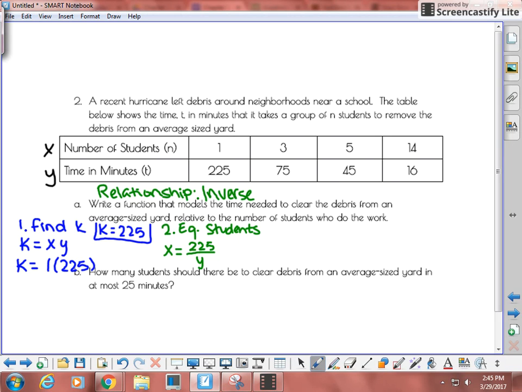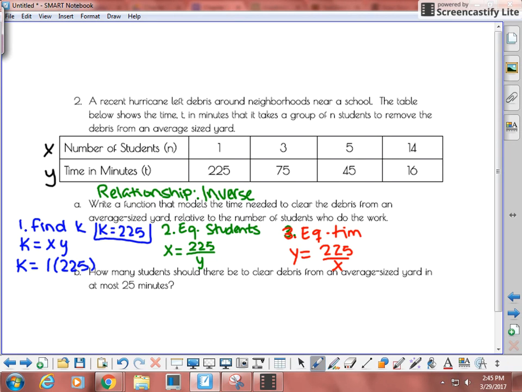And then the third one would be, switch my colors here for you. Third one would be an equation for the time. So that would be y equals 225 over x. Or you could say t equals 225 over n if you're staying with those two. Depends on what you want to do.